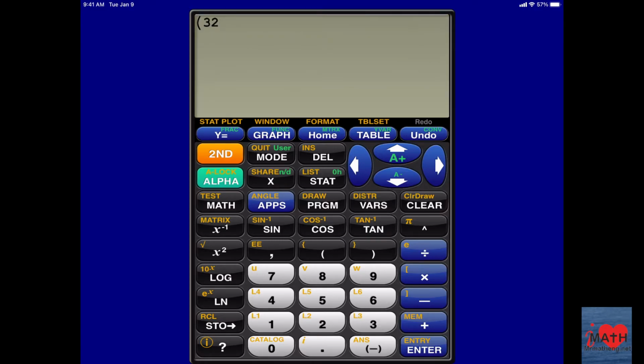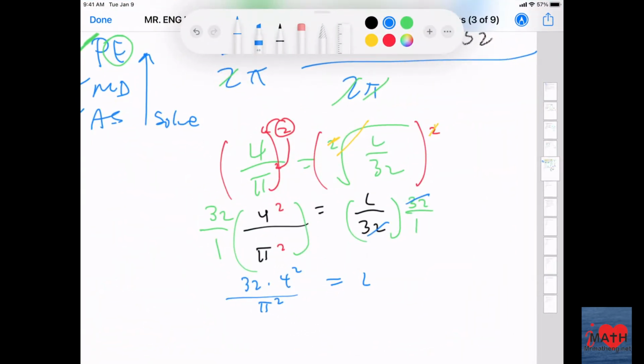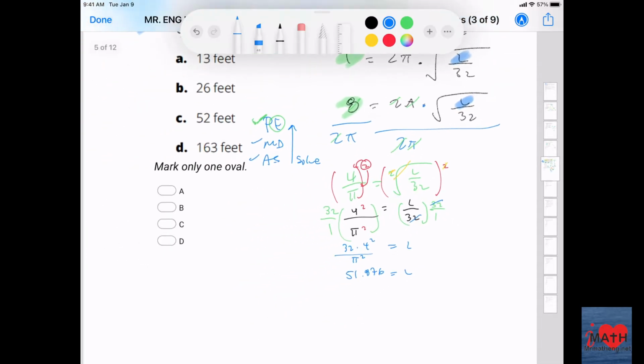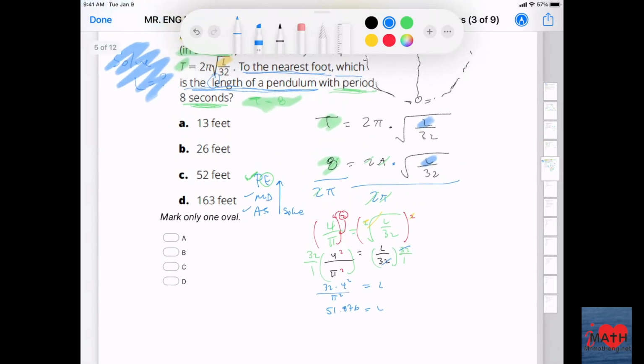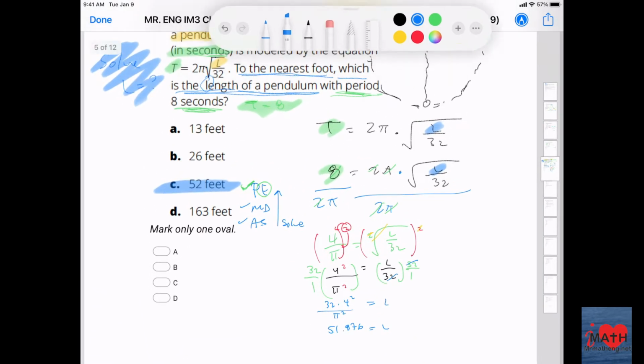So I have 32 times 4 squared divided by pi squared. My pi is in yellow above the division sign, so second pi, and then I'm going to square that. 51.876. And the closest choice that we have there is C. So the answer for number 4 is C.